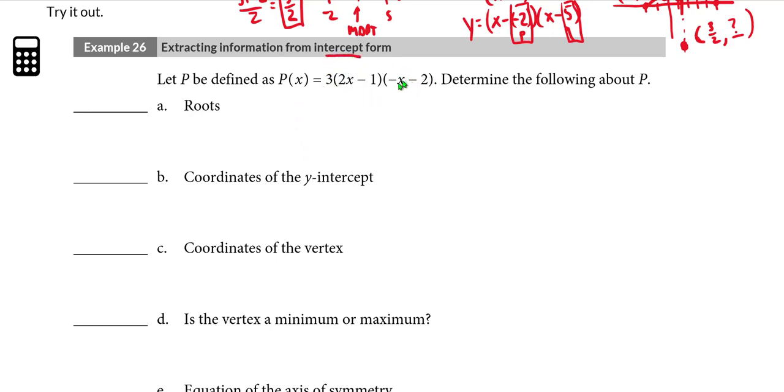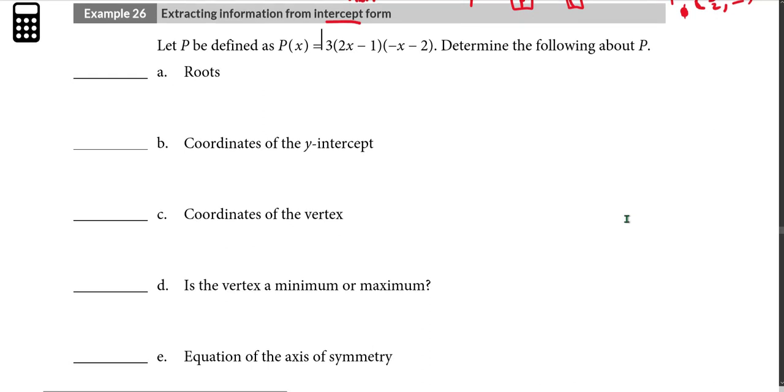Now, that doesn't mean we can't find the roots and the y-intercept and so on and so forth, but there are 1 or 2 of these examples here that we have to be very careful of assuming certain things about the parabola if we don't have pure intercept form. So here's what I'm going to do. I'm going to convert the function as given to pure intercept form, and I'm going to do that over here.